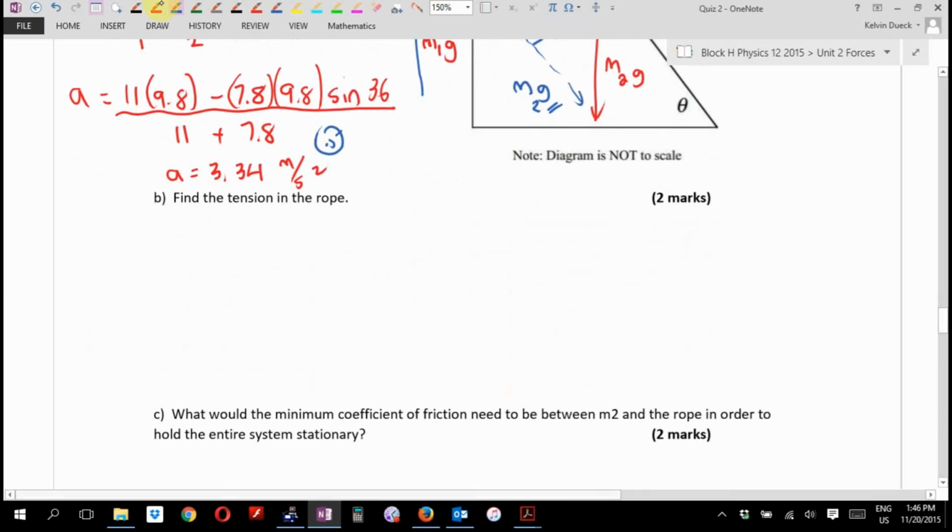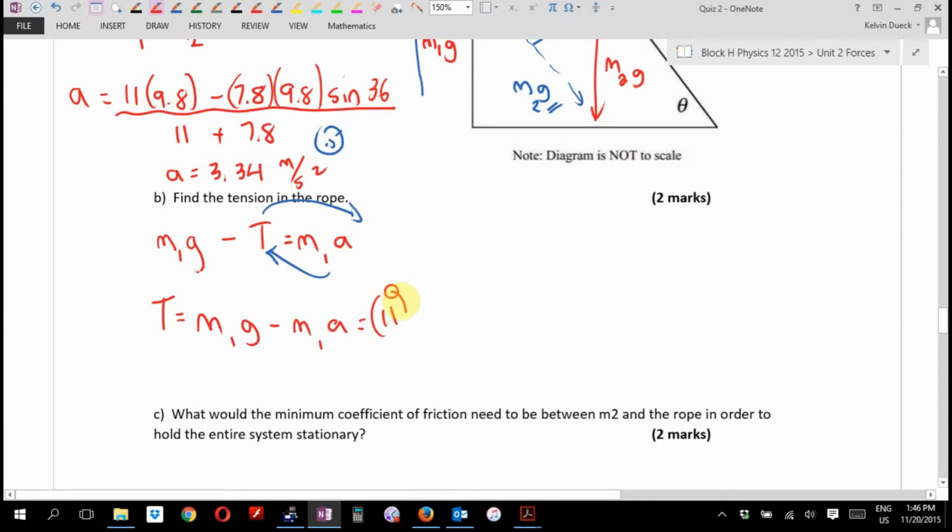So I'm going to go, you want tension? Okay, I'll give you tension. M1G minus tension equals M1A. Oh yeah, we've seen this dance before. That goes there, that goes there. It's not that much extra work if tension is a loser. It beats doing all the trig. I'm going to get tension equals M1G minus M1A. It's going to be 11 times 9.8 minus 11 times 3.34, but I'm going to use my answer button.